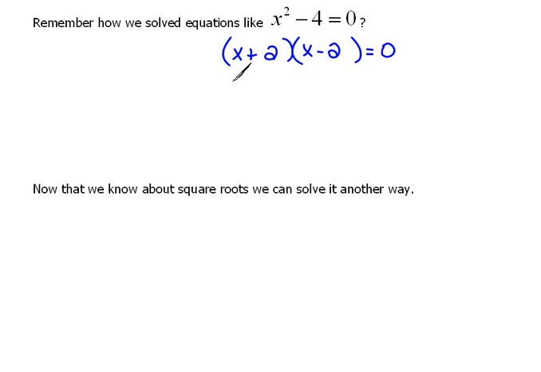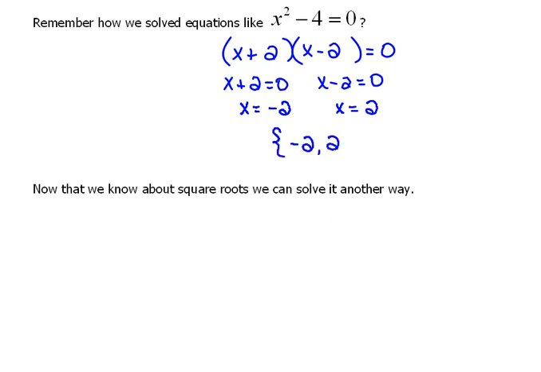And again, then we would use that zero product property to say x plus 2 equals 0 or x minus 2 equals 0. And solving each one, we would get x equals negative 2 or x equals positive 2. So we have solutions of negative 2 and positive 2. Okay, in the last chapter, we talked about square roots.